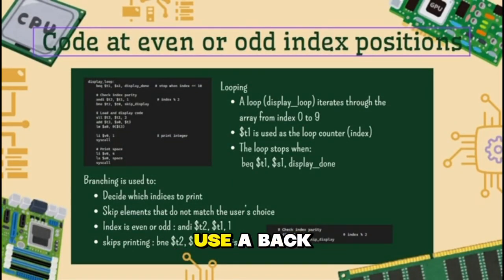Finally, we have the call, looping, and branching logic. The display loop uses a BEQ, which is branch if equal instruction, to stop once our counter reaches 10. To check if an index is even or odd, we use ANDI T2, T1, 1. This performs a bitwise AND on the index. So if the result is 1, the index is odd.